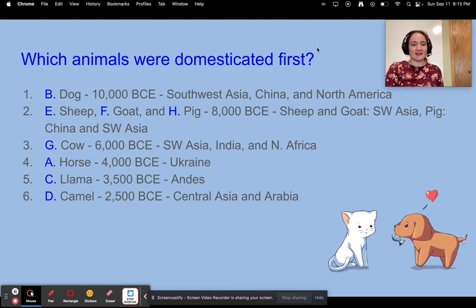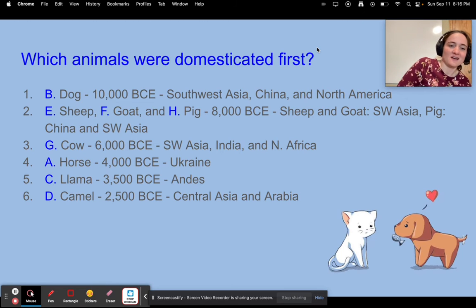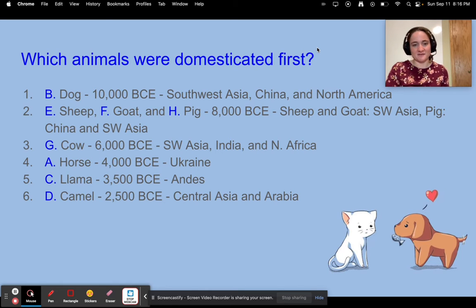Next up, we got cows. They were about 6,000 BCE, and they come from about Southwest Asia, India, and North Africa. And then we have the horse, which actually came from Ukraine. We'll talk about horses with the Mongols later, and probably the Egyptians too, maybe. Then we have the llamas. Besides the dogs, they're the only other ones in the Americas that were domesticated. They were domesticated in the Andes mountain region in South America. And then D would be the camel, which was about 2,500 BCE in Central Asia and Arabia.